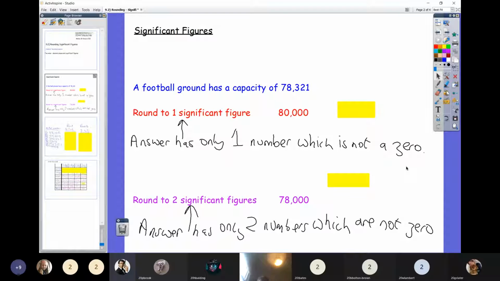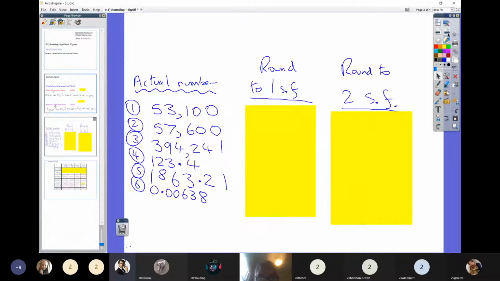So what I would like you to do, please, now you can either do these in your head, or you can choose to write them down. So we've got the actual numbers on the left. So that's the exact numbers. And then what I want you to do, I want you to round each of them to firstly one significant figure, and then secondly to two significant figures. And what I want you to do, I want you to work across the rows.